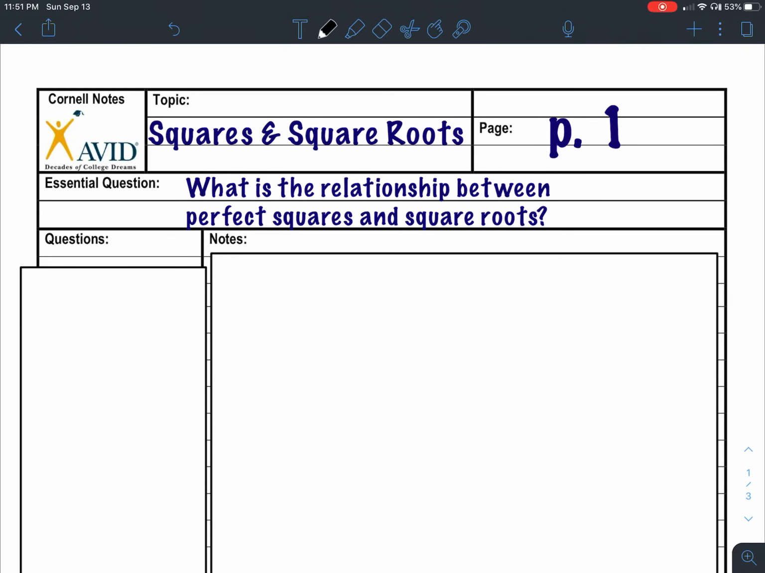This lesson is going to be on squares and square roots. So the first thing we're going to do today is find out what is the relationship between perfect squares and square roots.